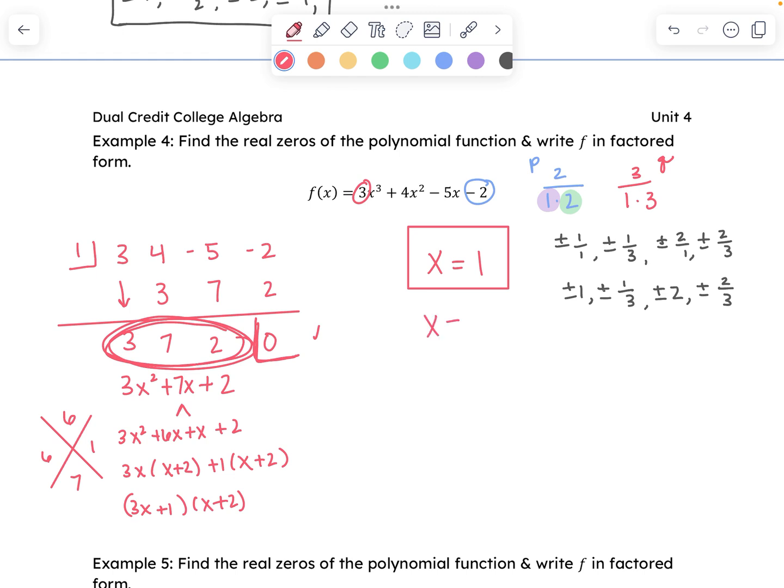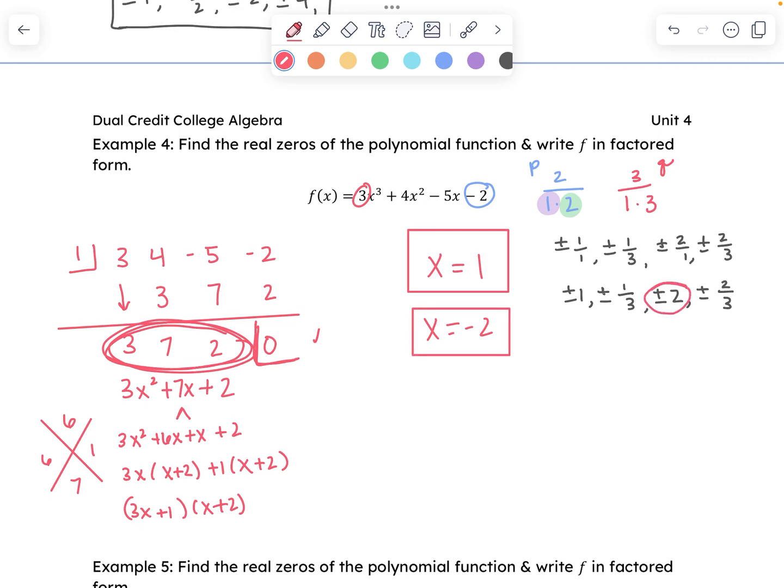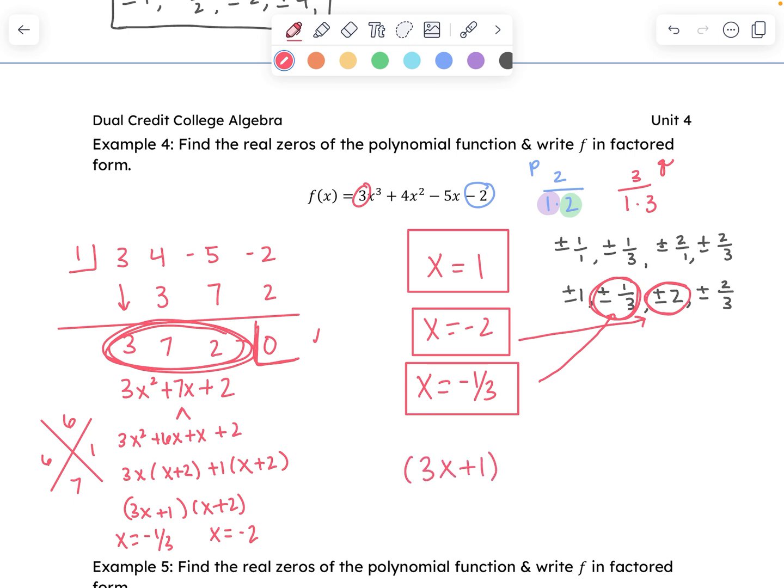So the x plus 2 means x equals -2 is another one, which if you look, does fit into our list of factors. And then if I have 3x plus 1, that would mean x equals -1/3, which also does fit into our list of factors. So those would be all my zeros. And then if I would write it in factored form, I would have that 3x plus 1, the x plus 2, but then I would also need to put in that x equals 1 as a parenthesis as x minus 1.